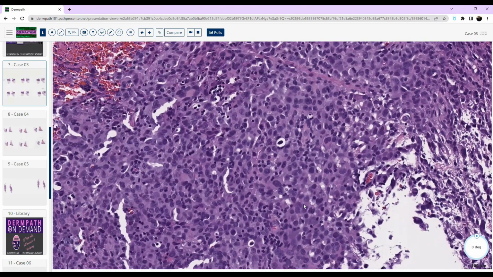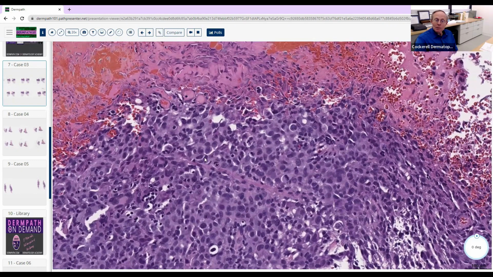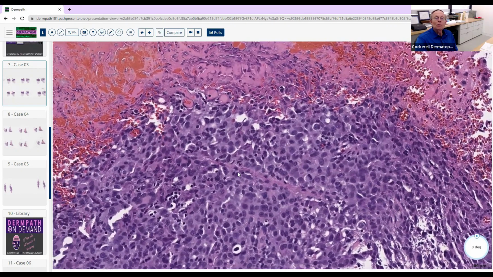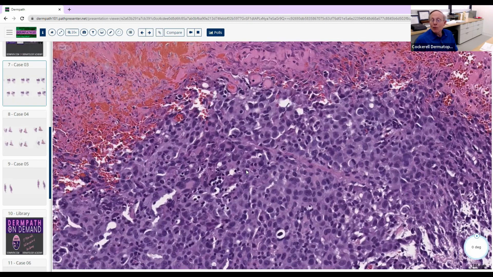Like pleomorphic cells, does that count as a morphology? Well, sometimes histiocytes can be a little bit pleomorphic. You get multinucleated histiocytes, you can get epithelioid histiocytes. So that's kind of an important component.